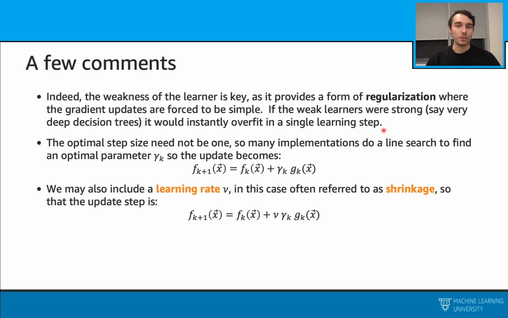As we mentioned before, the weakness of the learner is important because it works as a kind of regularization in this problem. If our weak learners were strong, in this case, we would instantly overfit in a single learning step, and we don't like that.